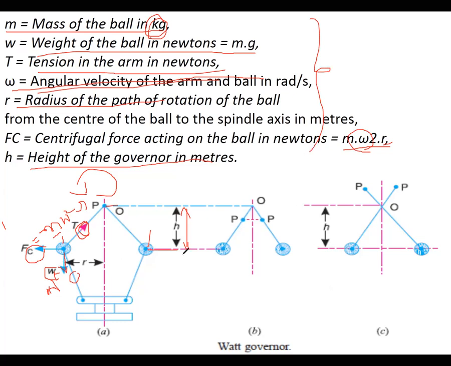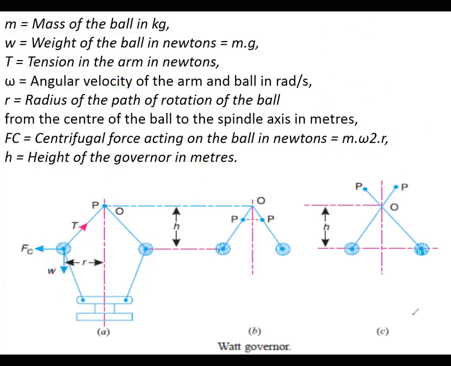So these are the parameters which we have to remember here. One is T, tension in the arm. Second is Fc, centrifugal force. Third is angular velocity, radius, then mass and weight. These are the important parameters here, right? There are six parameters. So let's learn one by one.